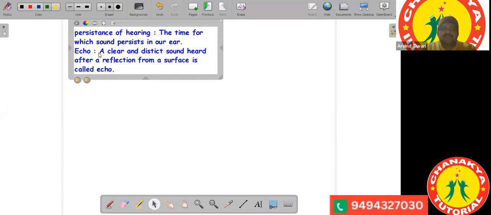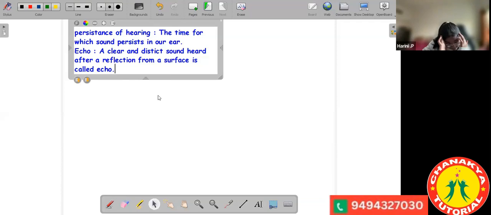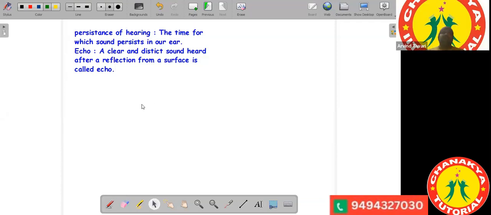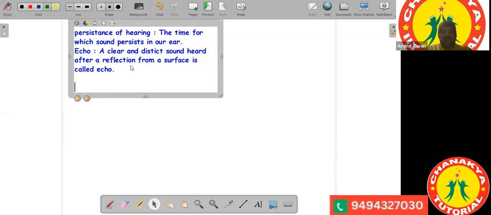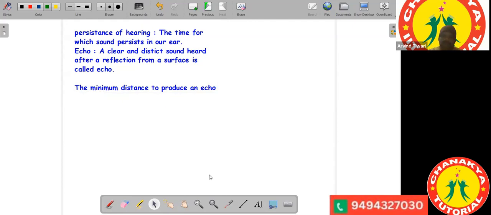So any doubts up to here? No, sir. Now let us try to understand the echo of sound, or what should be the minimum distance for an echo. So what is the minimum distance to produce an echo? Let's see. 17.2 meters.